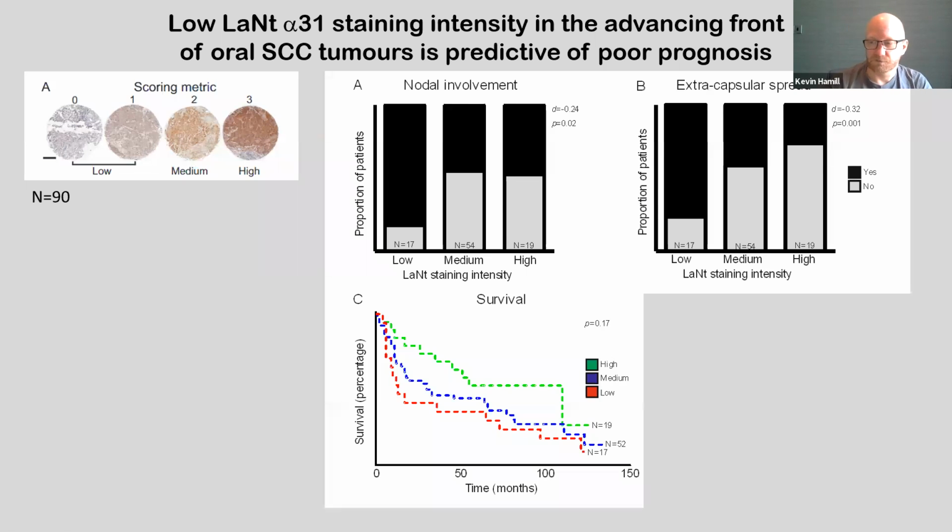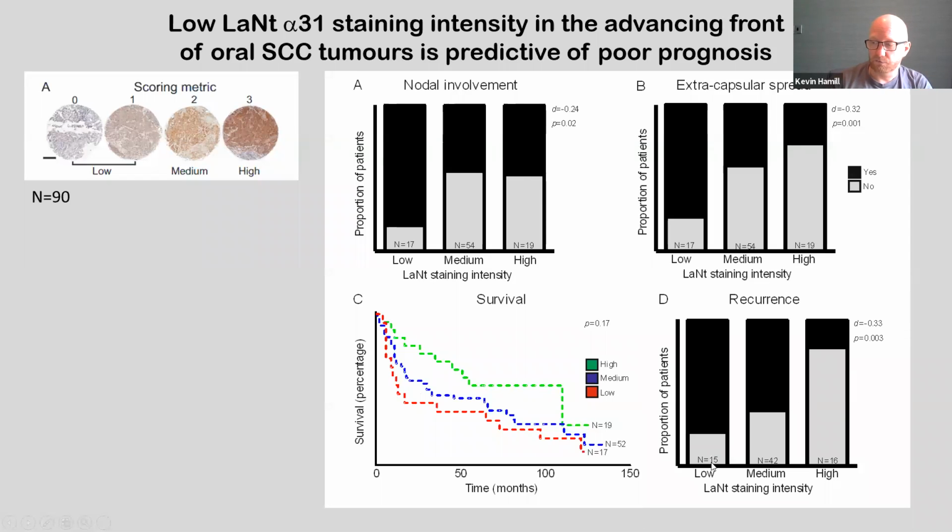Also, and this was somewhat surprising, those with the lowest expression actually have slightly better survival outcomes, though note the p-value is not reaching statistical significance. And again, the ones with the lowest expression were more likely to have recurrence. So it seems, at least in this context, that having high LaNt expression is in some way protective against various things: against nodal involvement, ECS, and recurrence, and perhaps against survival.